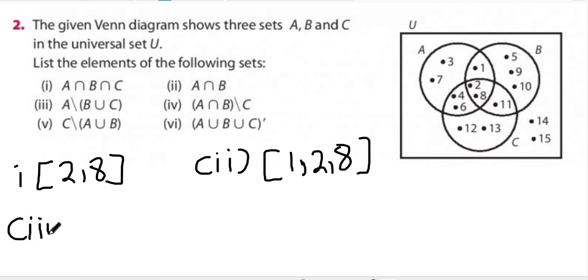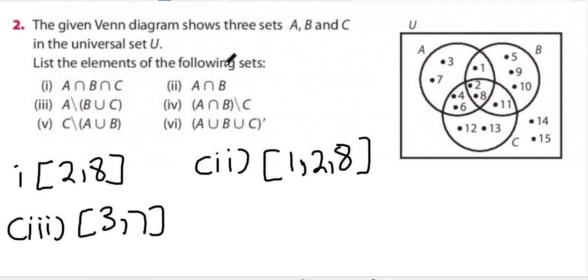Question 3. Okay. Everything that's in A that's not allowed in B or C. Everything in A not allowed in B or C. 3 and 7.